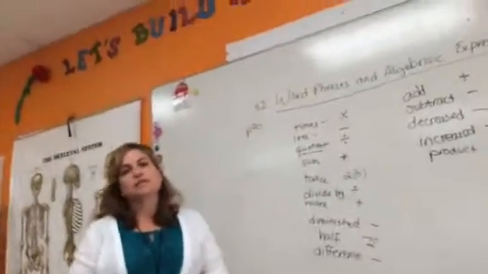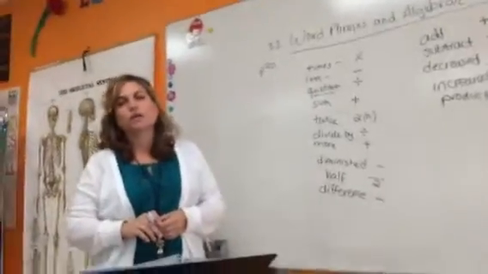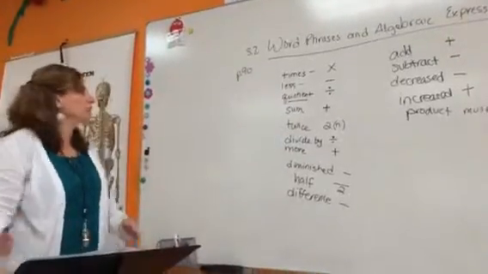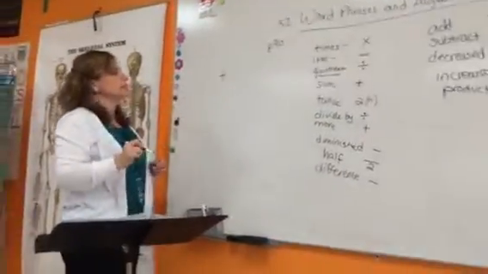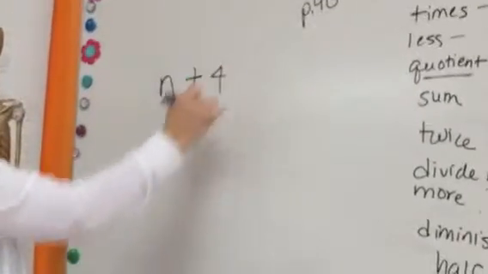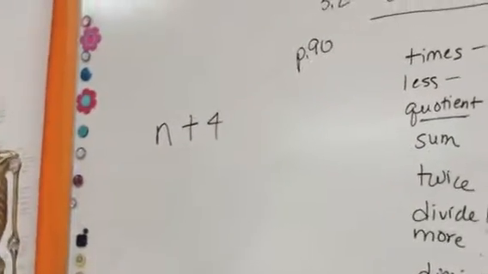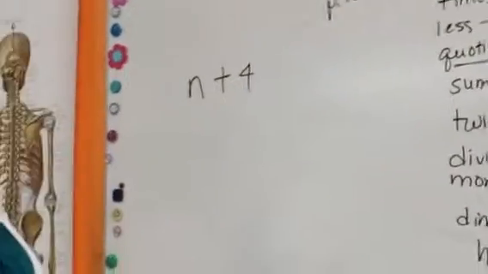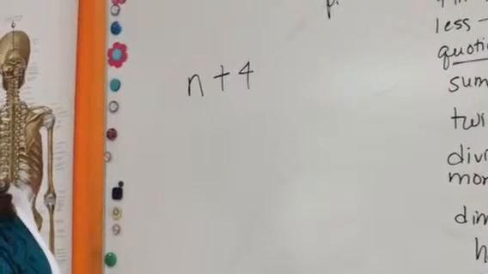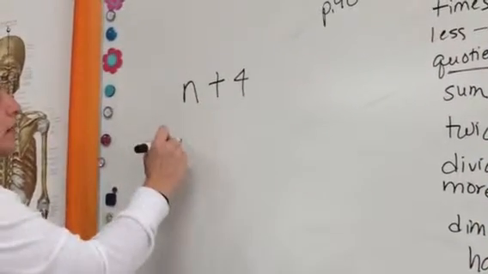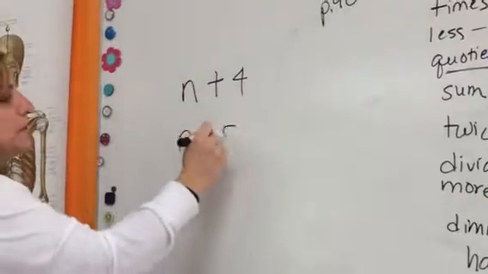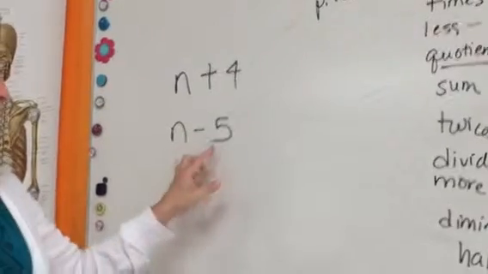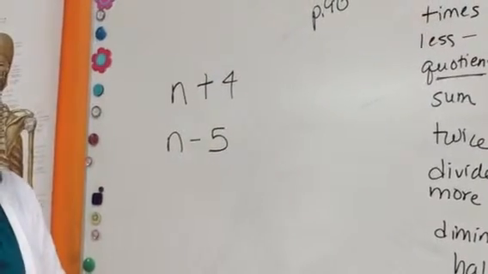The first one says the sum of n and 4. So you need to translate that into an expression. Sum is key because that means add. So we're adding n and 4, so that's how you would write it. The difference between a number and 5. Now with difference, you really have to make sure you know which one is getting subtracted from the other. It says the difference between a number, n, and 5. So the difference is going to be n minus 5. Just be careful because if you put 5 minus n, that would change the answer.